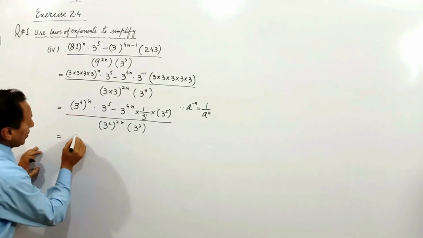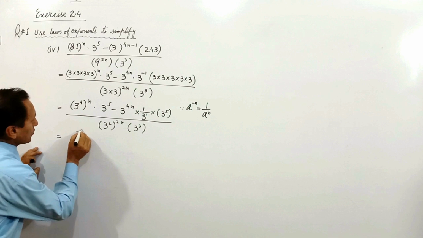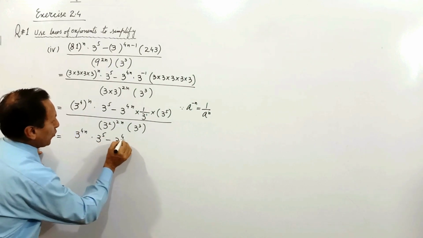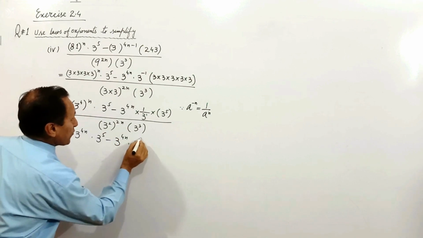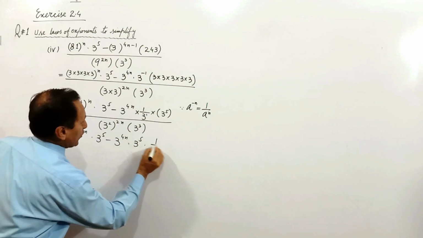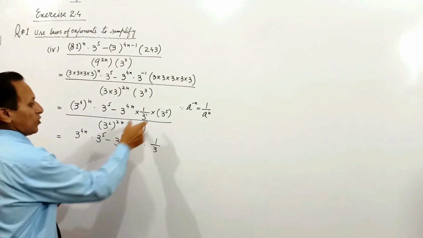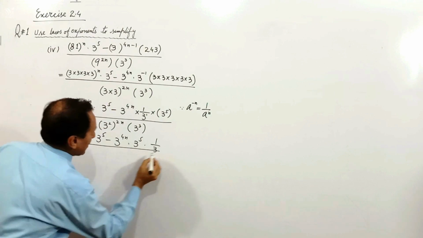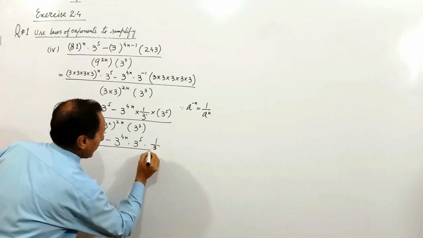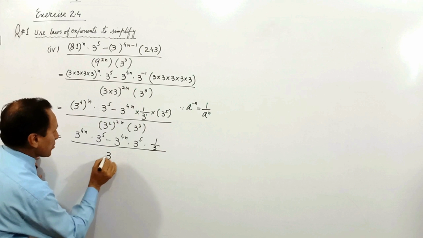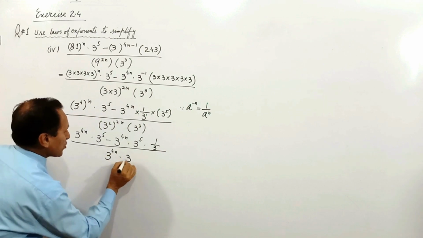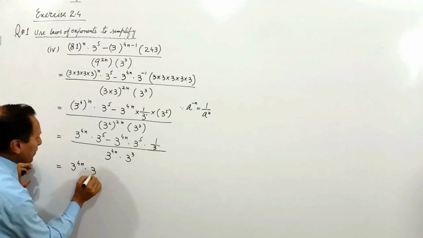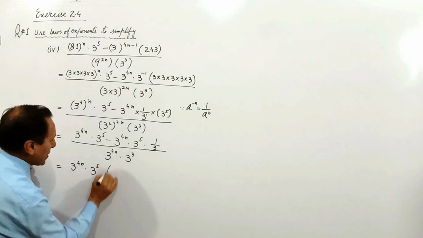We apply the law of power, so it becomes 3 raised to power 4n dot 3 raised to power 5 minus 3 raised to power 4n dot 3 raised to power 5 dot 1 over 3. We exchange the positions of these two values according to the commutative law. So whole divided by 3 raised to power 4n dot 3 raised to power 3. 3 raised to power 4n dot 3 raised to power 5 as common.